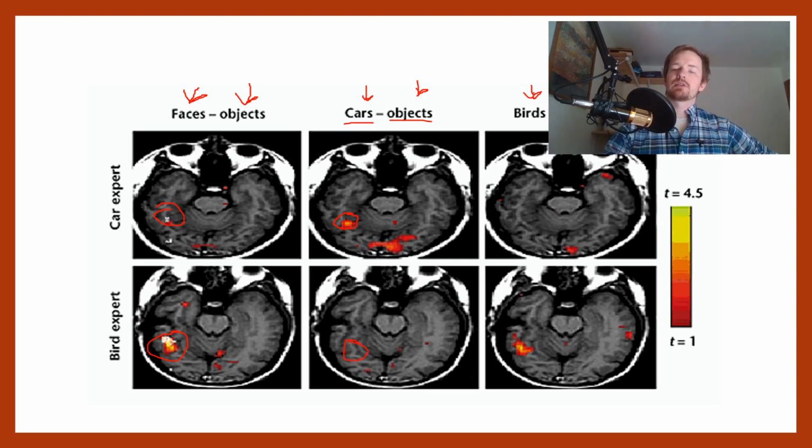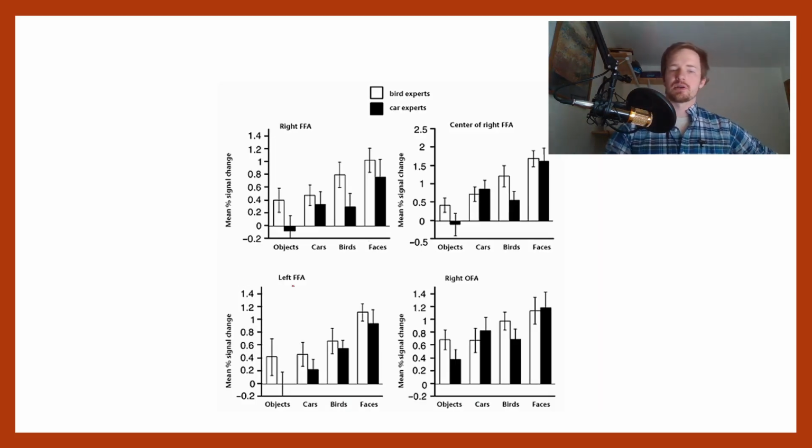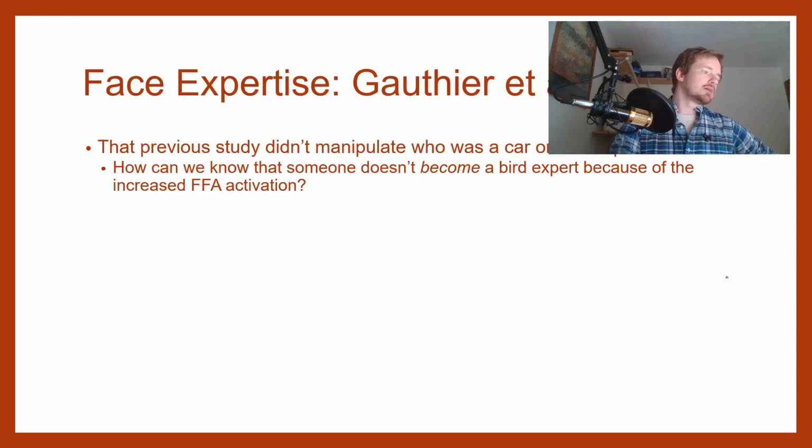And then finally we have whenever they look at birds versus when they look at objects. And what they find is that for the car experts, that area is not active, but for bird experts, that area is active. So what does that mean? This is just another way of looking at the data. It says pretty much the exact same thing as what we just saw. So what does it mean that whenever you look at something that you're an expert in, that area is active? One of the things about that study that people were not super convinced by initially is that there's no way to manipulate who was an expert in which field.